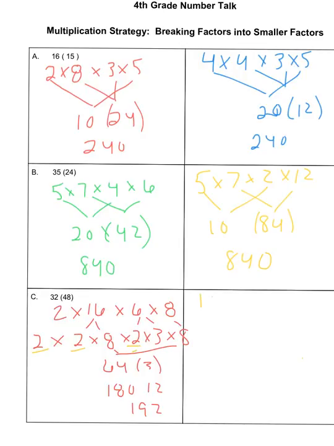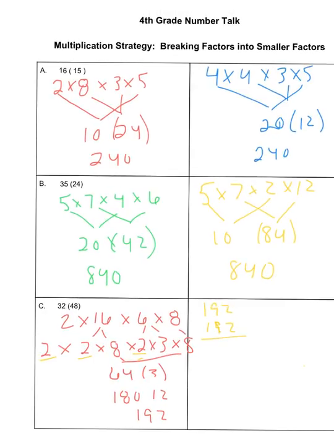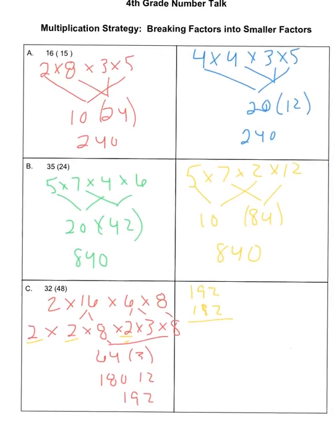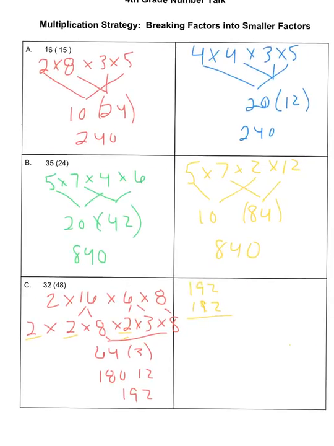So 192 plus 192, that gives us a total of, well, we have 100 plus 100 is 200. Sorry about that. I don't know why it moved on me. 100 plus 100 is 200. 90 plus 90 is 180. 2 plus 2 is 4. So that would be 384. Then we have to double that again.